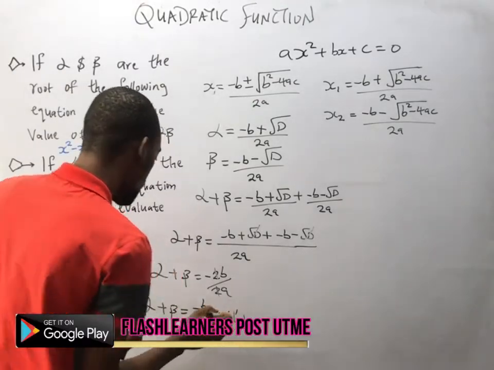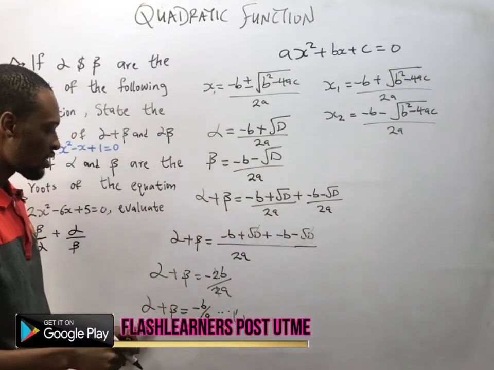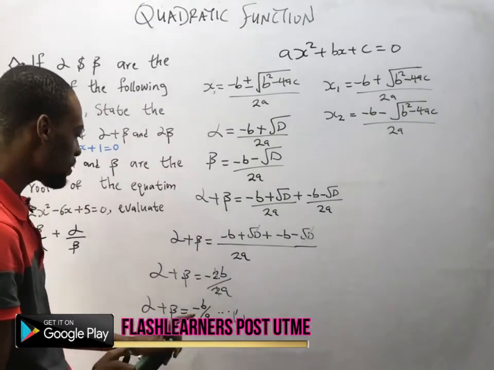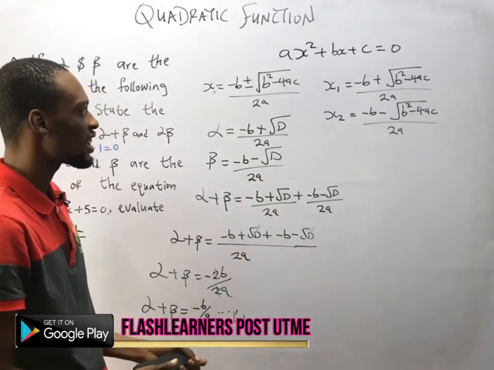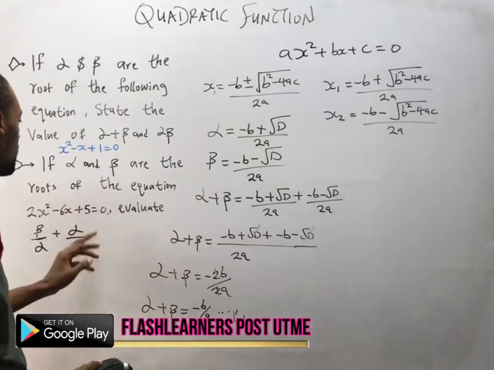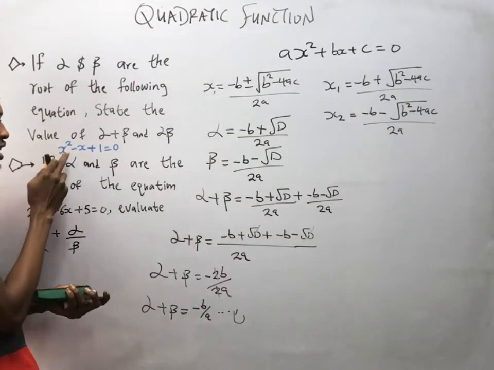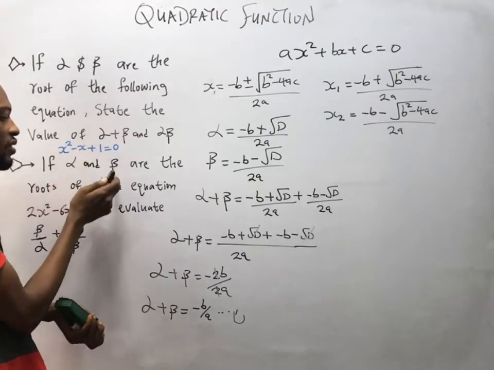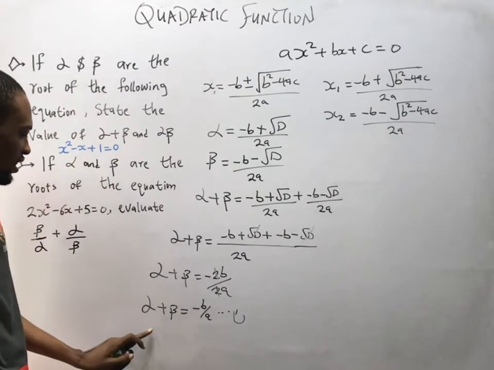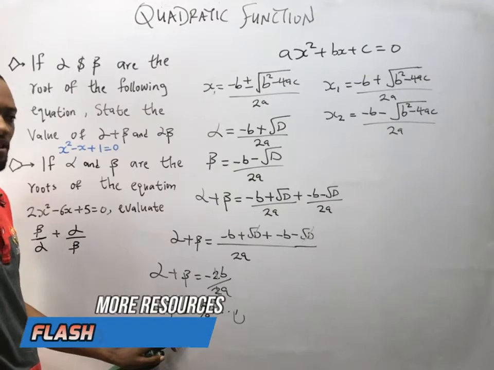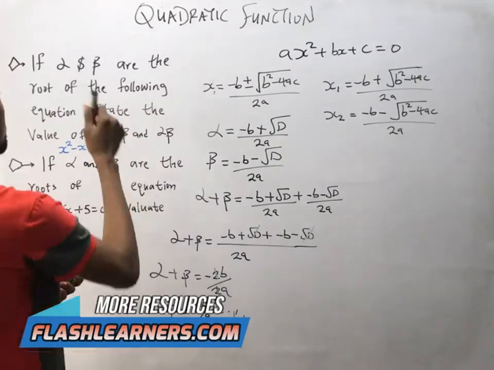Equation 1. So we've gotten their sum. Anytime you are given alpha plus beta, it's simply minus b over a. What does that mean? If you are given this quadratic equation, a is 1, b is minus 1, then c is 1. So minus b over a is simply your alpha plus beta. We will get there. So let's note it here.